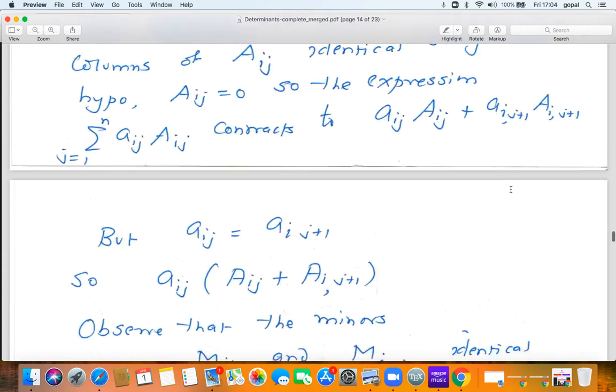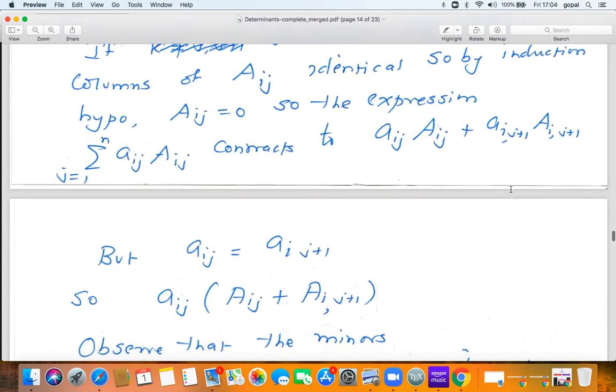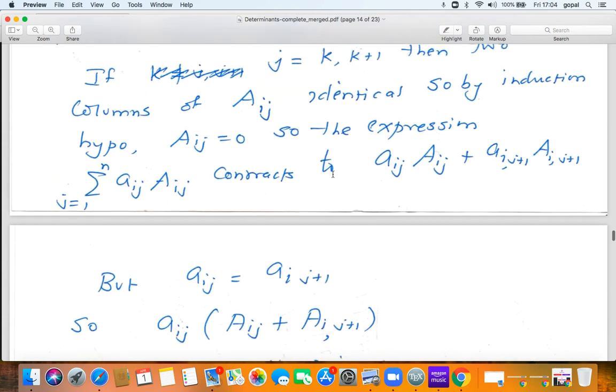But remember, a_ik is the same as a_i,k+1, because the kth column and the (k+1)th column are identical. So I can pull out this a_ik and write it simply as a_ik times, what am I going to get? Capital A_ik plus capital A_i,k+1.